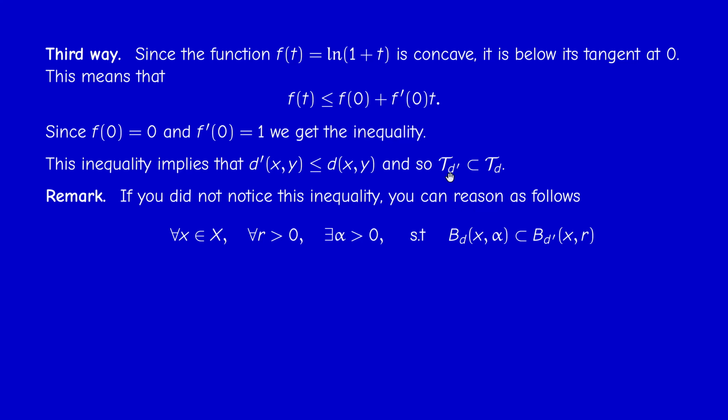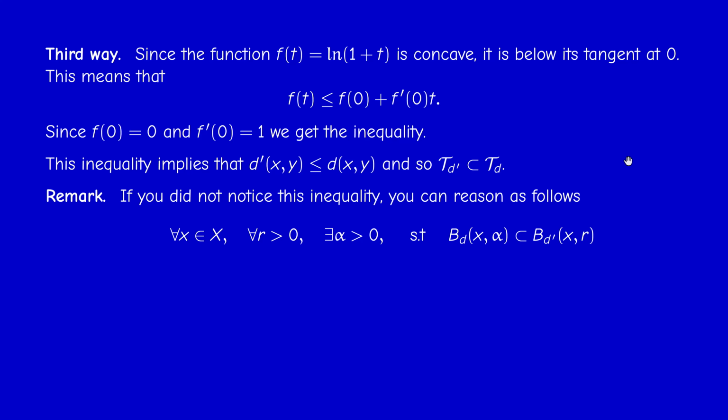So to prove that Td prime is contained in Td, we have to prove this condition. For every x in the space, for every positive number r, there exists a positive number alpha such that the ball with respect to d of center x and radius alpha is contained in the ball with respect to d prime of center x and radius r. Okay, so we have a ball inside a ball with the same center.